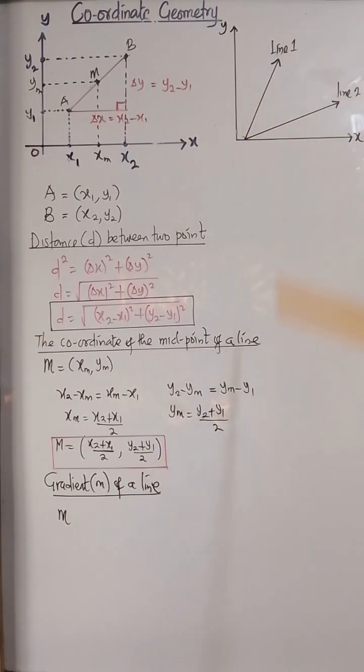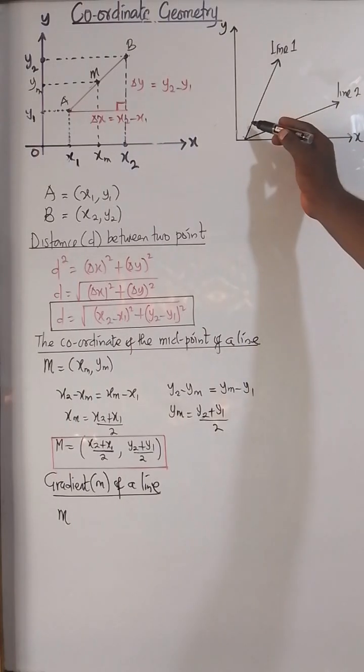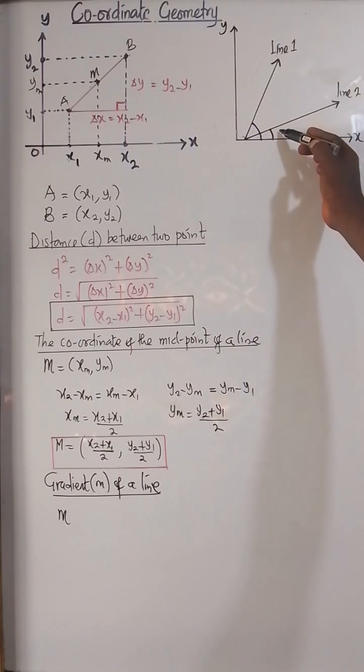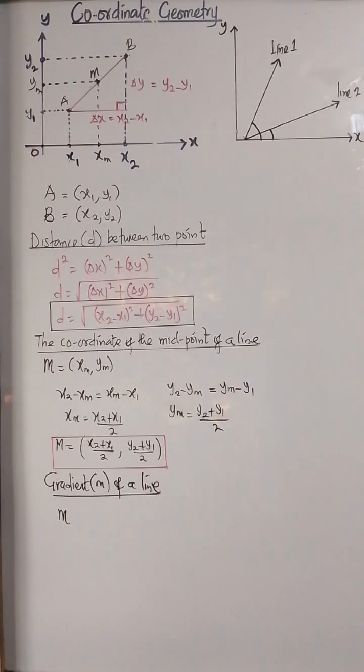So this one is steeper, or we say it has a higher slope. Slope is usually a measure of the angle the line makes with the horizontal. For line 1, this is the angle it makes, which is bigger. This one makes a smaller angle. So if the angle is small, the gradient is small. If the angle is large, the gradient is large.